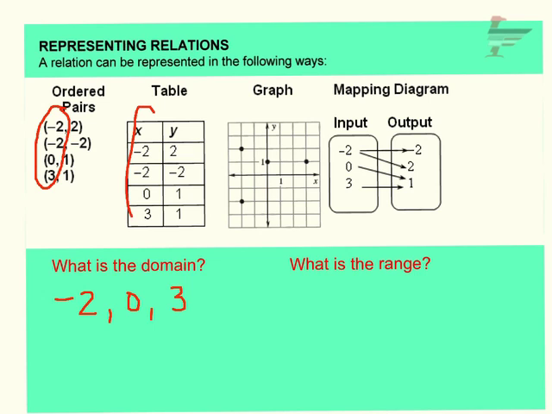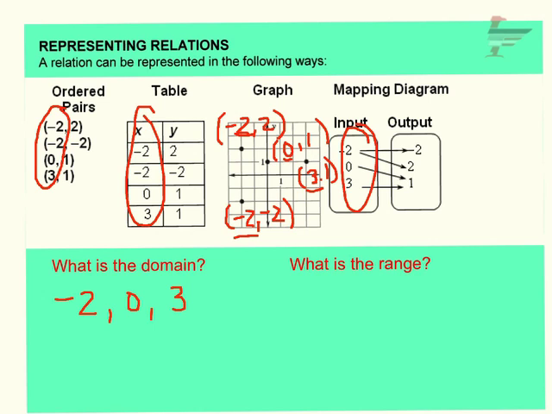In the table, it is a set of x values. In the graph, you can see here that it is the x values. If we have this ordered pair, -2, 2, you can see that x is -2. If we have here -2, -2, and then we have 0, 1, and then finally we have 3, 1. I'm underlining the input values, that is your domain. And on a mapping diagram, it is the set of inputs, what it's being mapped from.